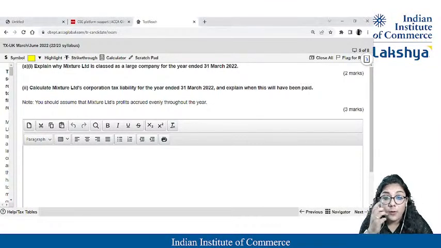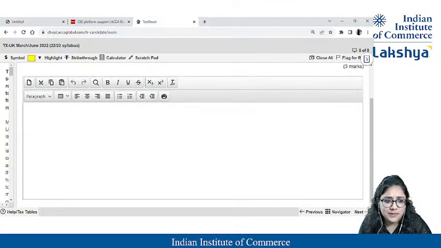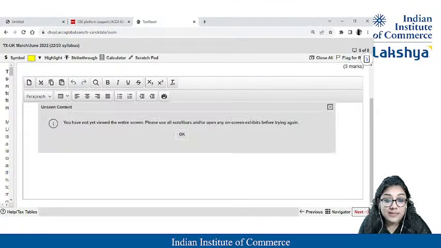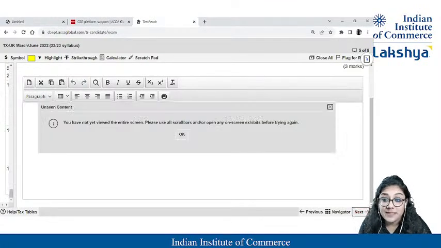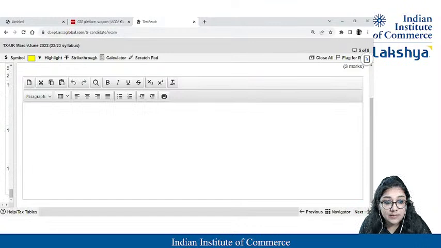Students, how many marks is it? Guys, 2 marks. Second question: we need to incorporate some tax liabilities. That is worth 3 marks. So we have analyzed 2 questions. Next. Basically in this question there are 5 requirements. Second, we have not scrolled it seriously. Let me make it complete.